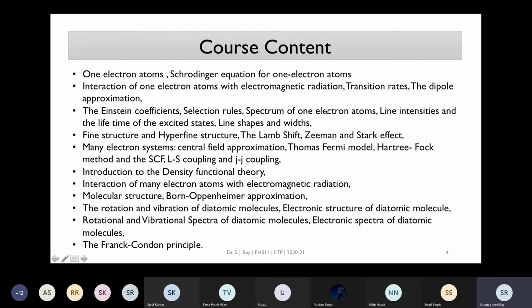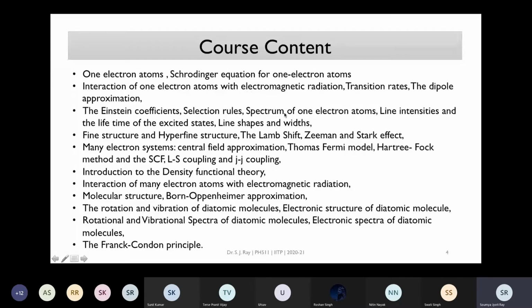For example, how this one electron atom interacts with electromagnetic radiation. There we'll be seeing characteristic transition rates, then dipole approximation, and so on. Basically, we are talking about micro level systems, lasers, things like that. We'll be discussing Einstein coefficients and selection rules, then spectrum of one electron atoms, line intensities and lifetime of excited states, line shapes and widths. I might not follow this exact same order, but these topics will be covered.